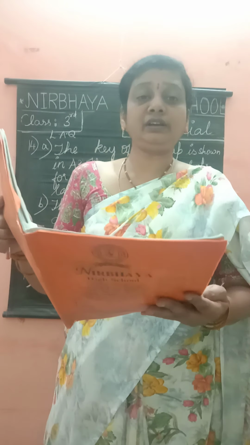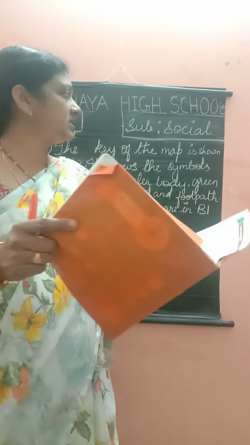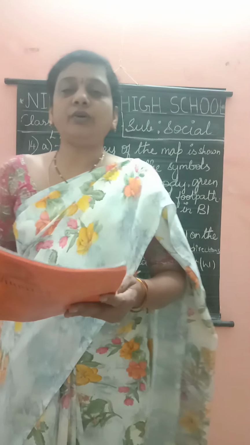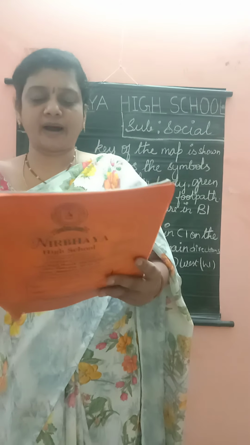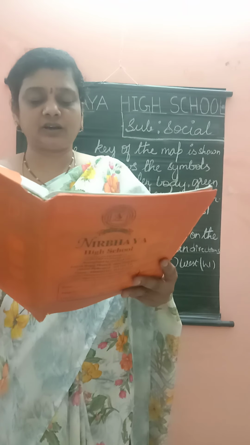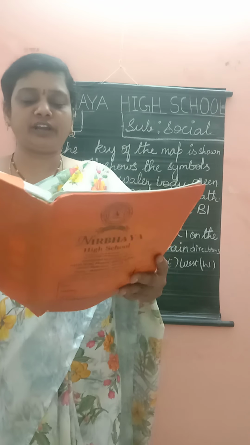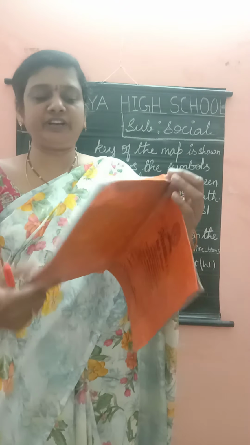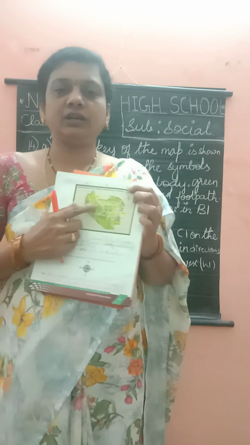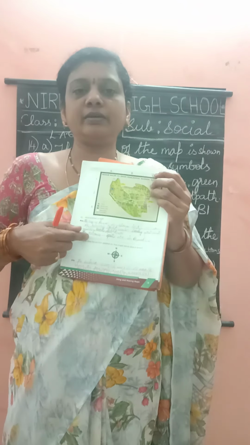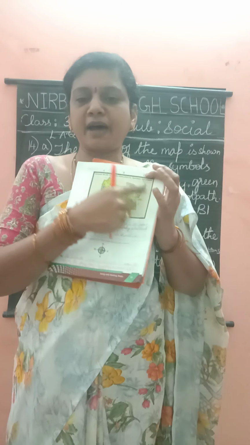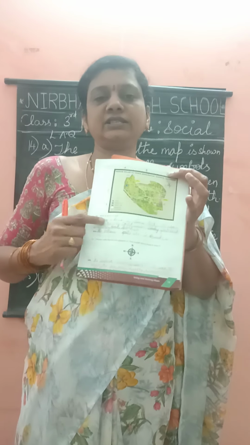Children, third class children, what is this? Social subject. Yes, you have to write the long answer questions. Page number 14. The following map has been divided into parts. Use these parts on the map to answer the following questions. On page number 15, you see this picture, children. They have given the questions here. By seeing this picture, this map, you have to answer these questions.